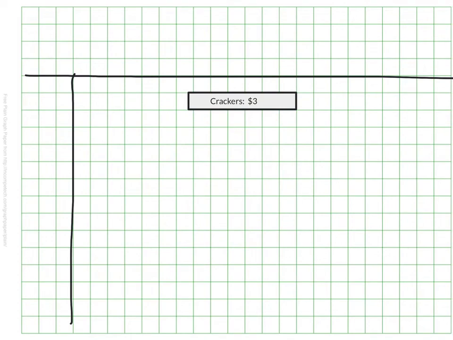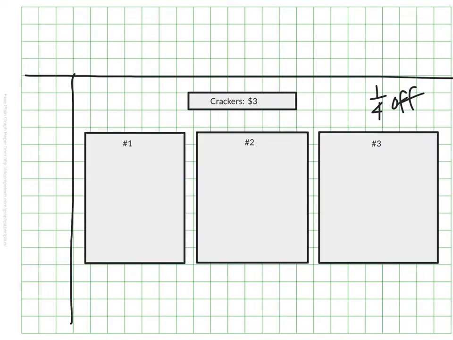In that same sale, the crackers were 1/4 off, right? So let's say we're starting with a box of crackers that cost $3, and I'm going to demo each of those 3 methods again. So the first method was that tape diagram. So I'm going to do that in this section here for number 1.